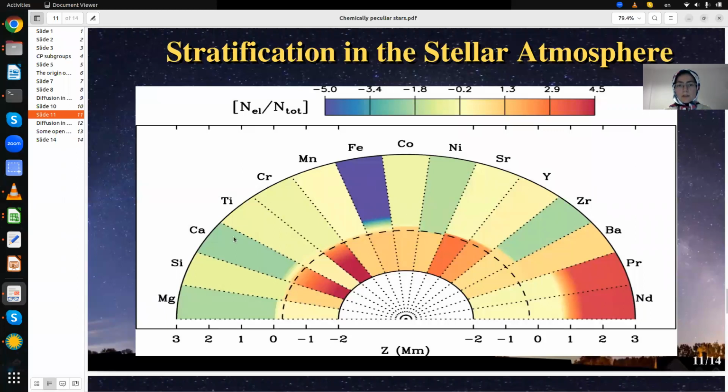Some elements are just sinking. They are sinking in the core. For example, iron, we do not have it in the surface. It is mostly sinking in the core. But for some elements that are in red, like neodymium, it is mostly in the surface and not sinking in the core. But some other elements like this, strontium and iridium, they are in solar abundance, and they have some parts sinking and some parts rising.